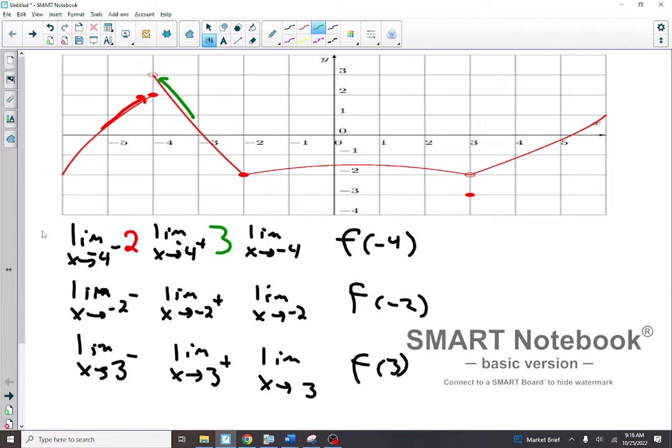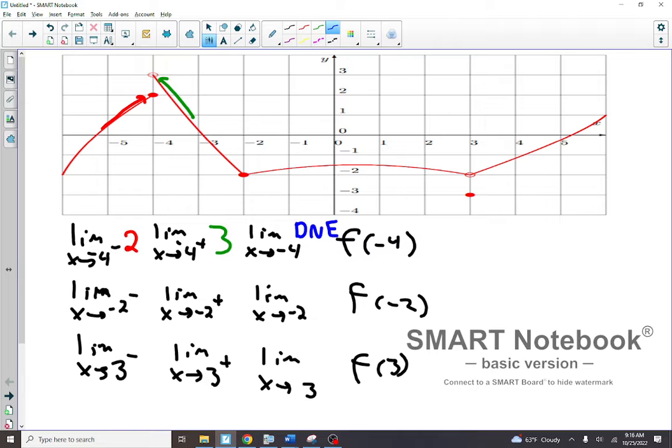So from the left side, it is negative 2. From the right side is positive 3. Overall, though, because they're pointing at two different places, the limits don't have a matching place that they end up. Because they mismatch, the limit overall does not exist.